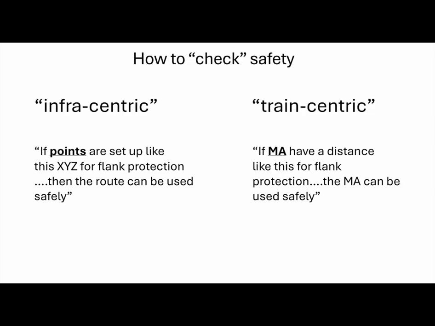So for flank protection, for example, you check if the point machines are set up in a certain configuration that is by certain rules considered to be safe. So you check infrastructure status. And this is of course the historical way of checking safety, since there was no information about trains online. The only way to check safety is to prepare the infrastructure for a safe usage of the infrastructure.